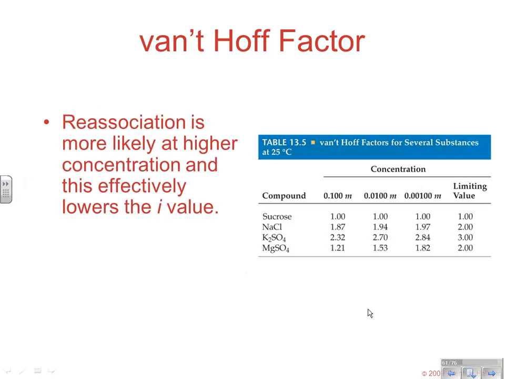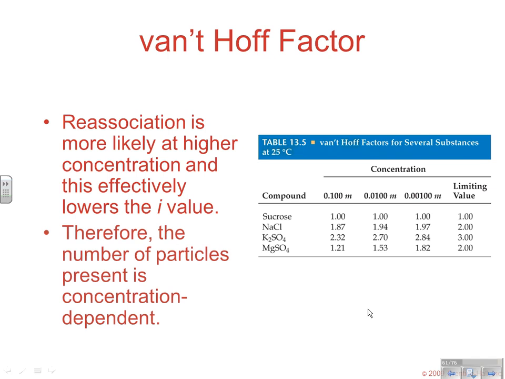So reassociations really are more likely to occur the more ions you have. So the higher your concentration is, the more your i value is going to change from the predicted value. When you look at a substance like NaCl here, we would predict its i value to be basically 2. That's known as the limiting value here. And at very low concentrations, it really does come out very, very close to that.